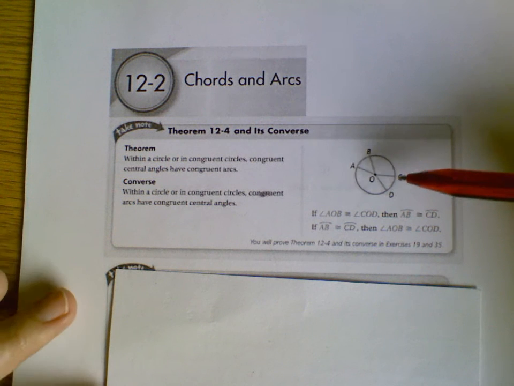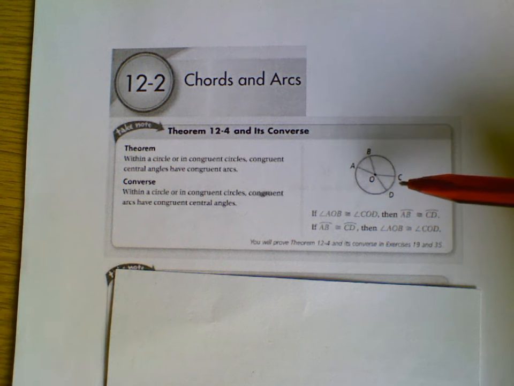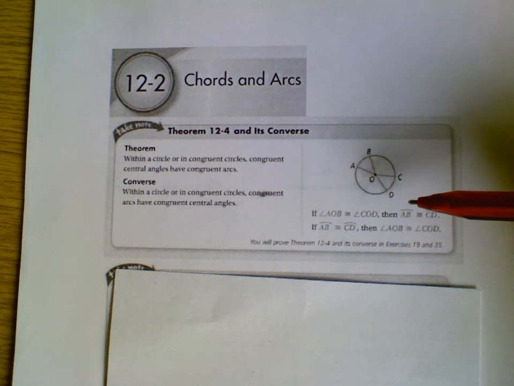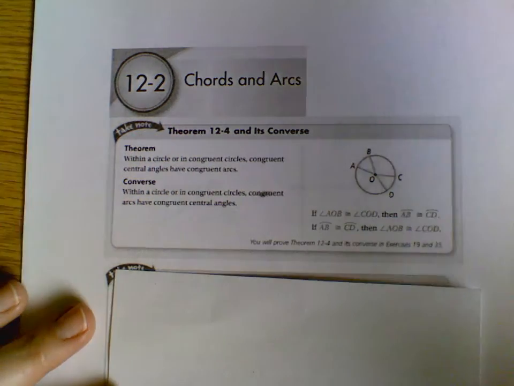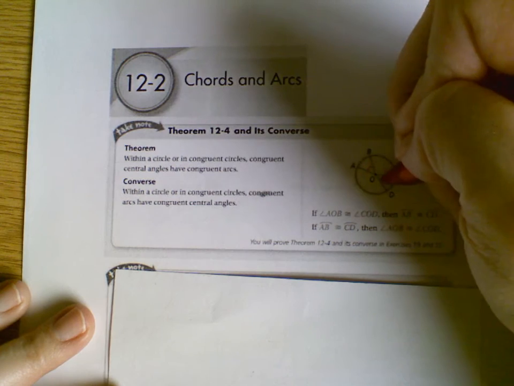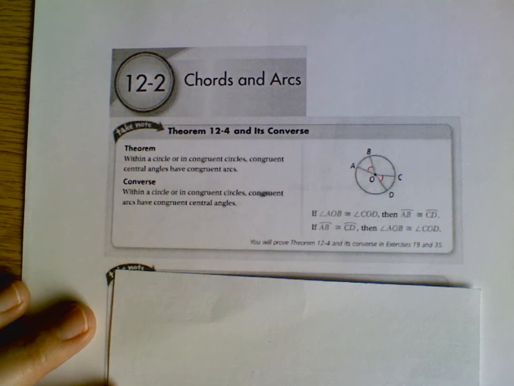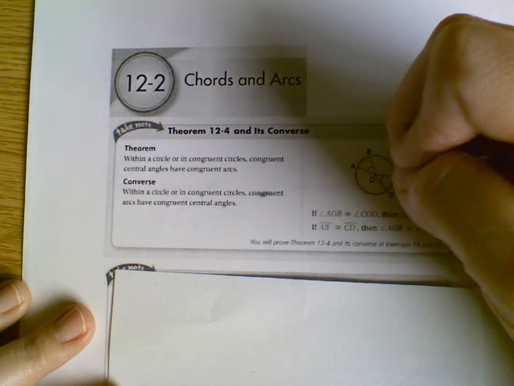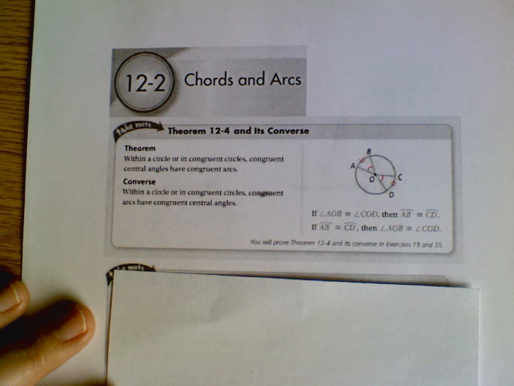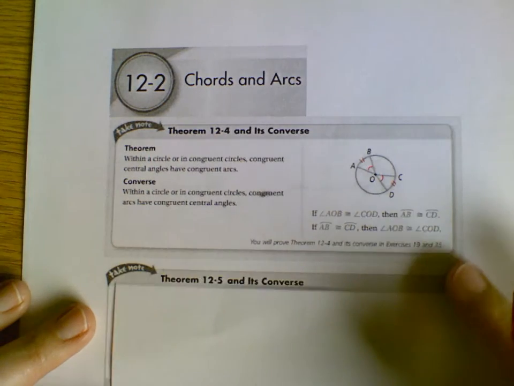So in this picture, or in this theorem, it says within a circle or in congruent circles, congruent central angles have congruent arcs. So what that's saying is, if these two angles, let's say AOB and COD, are congruent, then I also know that these two arc measurements have to be congruent. And then vice versa. If those two arc measurements are congruent, then I know those two angles are congruent.